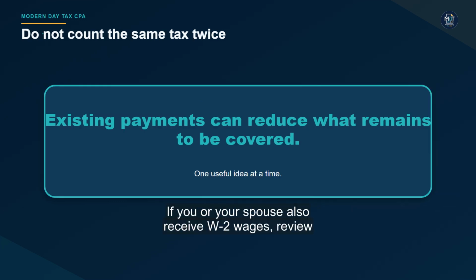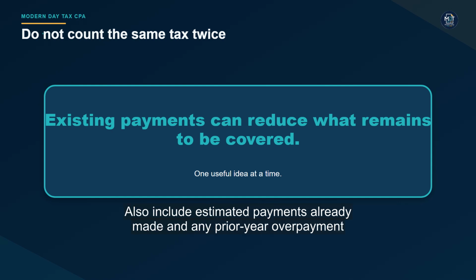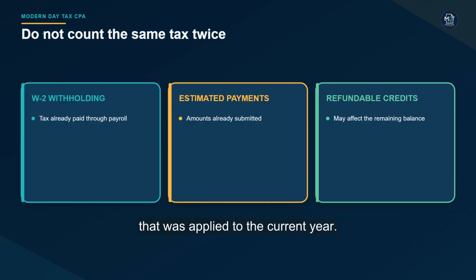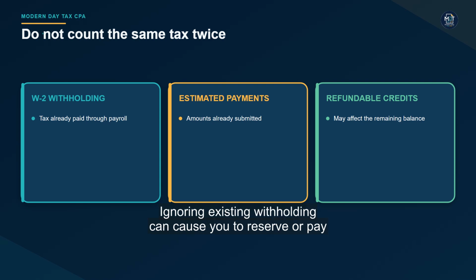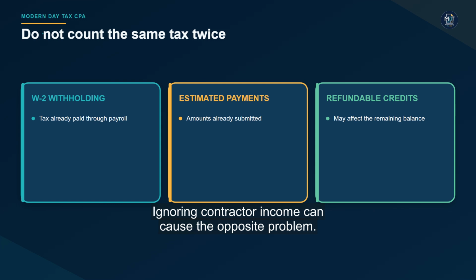If you or your spouse also receive W-2 wages, you have to review the federal withholding already coming out of those paychecks. Also, include estimated payments already made and any prior year overpayment that was applied to the current year. Ignoring existing withholding can cause you to reserve or pay more than your actual projection requires. Ignoring contractor income can cause the opposite problem.